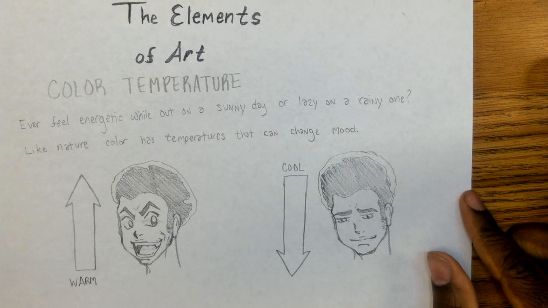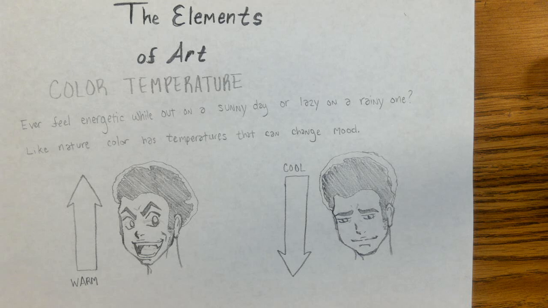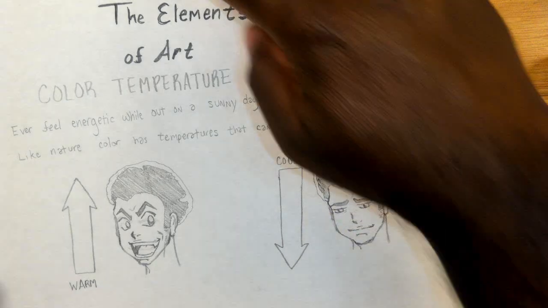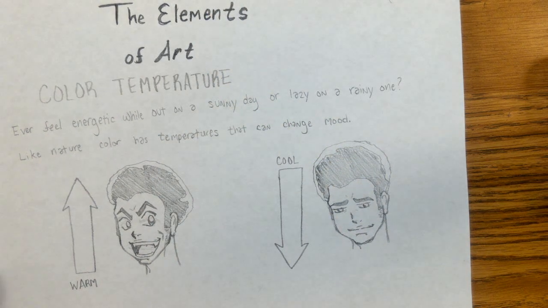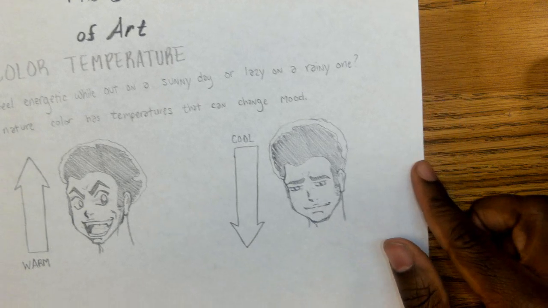Alright, today we are going into color temperature. Now, if you ever feel energetic when you're out on a sunny day, or when you feel lazy, sleepy, possibly even sad on a rainy one, that's because the temperature affects how your body reacts. Cooler temperatures will draw your body to hibernate, while warmer temperatures will make you want to get more active because you're full of energy. The sun's rays hit you just right, and color works in the exact same way.